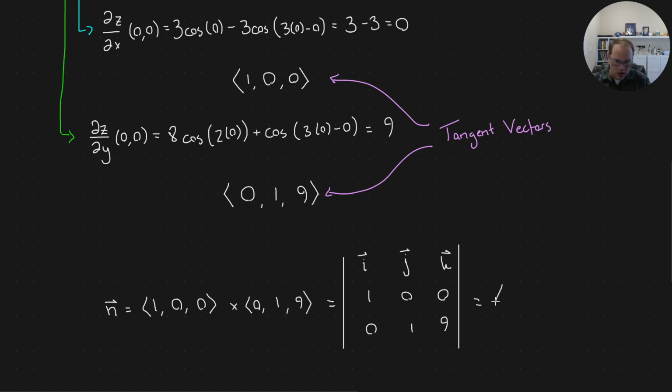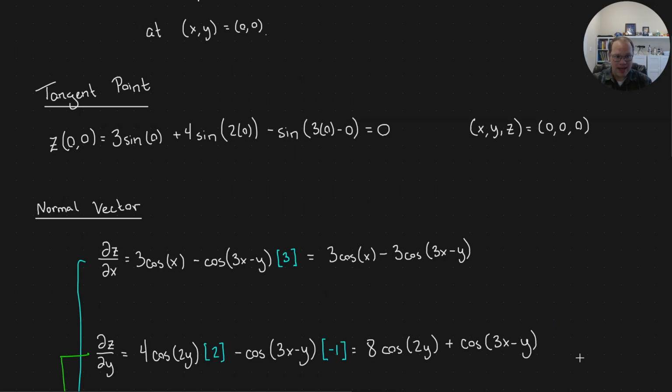If I take this cross product, I get for the first component 0. For the second component, 9, but it'll be the j component, so it's negative 9. And for the last component, 1. So that's my normal vector. I now have a vector normal to the plane. I have a point in the plane. I'm ready to construct the equation of the plane. Remember my tangent point was 0, 0, 0.